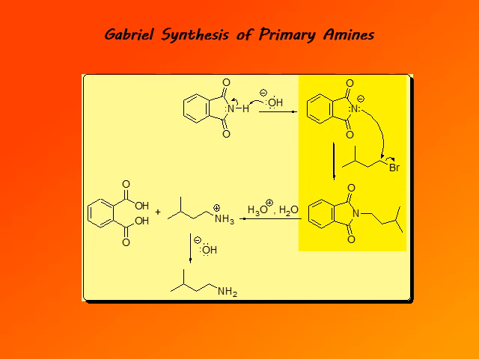So we carry out acid catalyzed hydrolysis, the same way we would hydrolyze amides, and the products are phthalic acid, shown on the left, and protonated amine. So the amine is in the form of ammonium salt. So what we need to do is add a base, such as hydroxide, to deprotonate the amine, and then we isolate a primary amine in good yield and high purity.